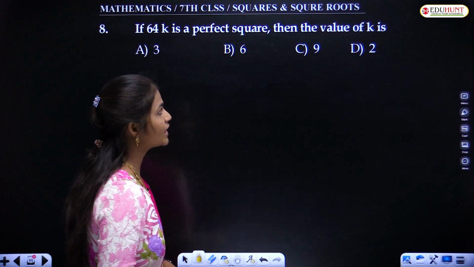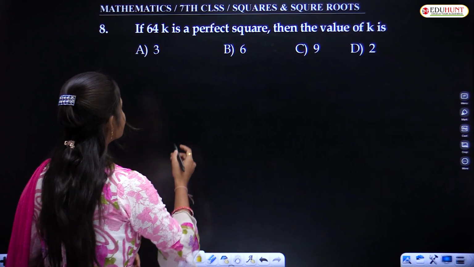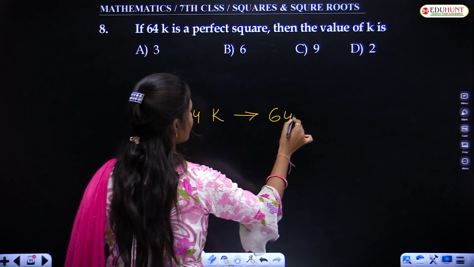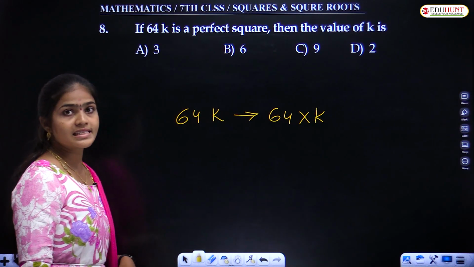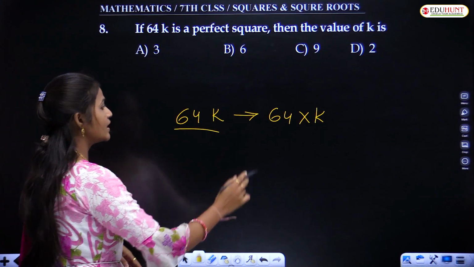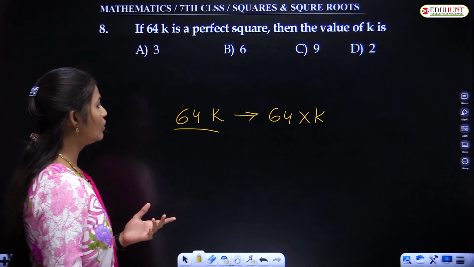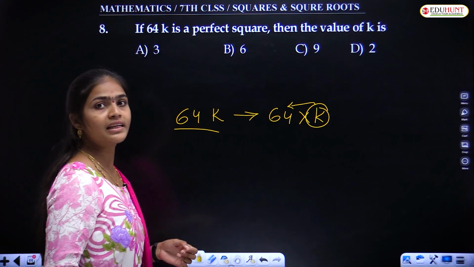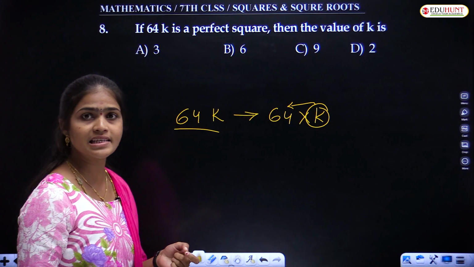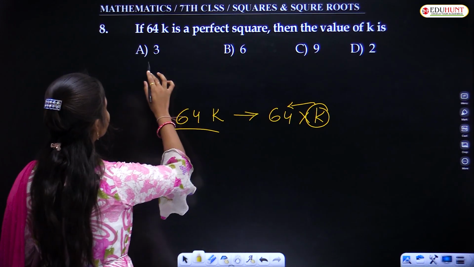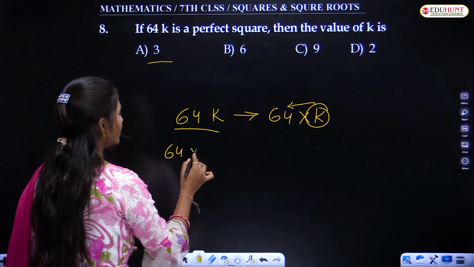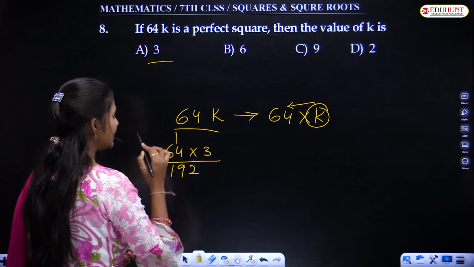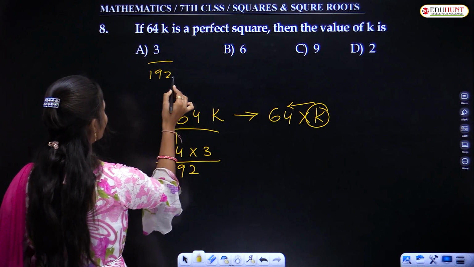If 64k is a perfect square, then what is the value of k? Here 64k means 64 into k. Now by which number do we have to multiply 64 to get a perfect square? We have to go by the options. So 64 into 3: 3 4s are 12, 3 6s are 18 plus 1, 19. So here we are getting 192.